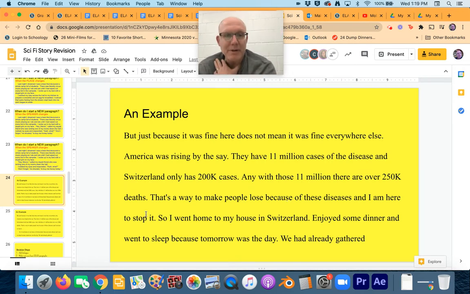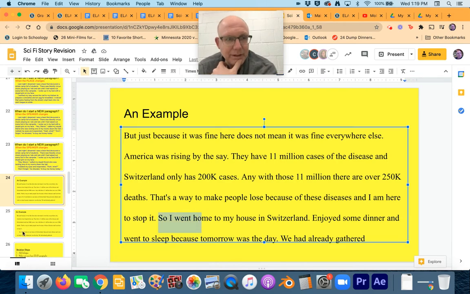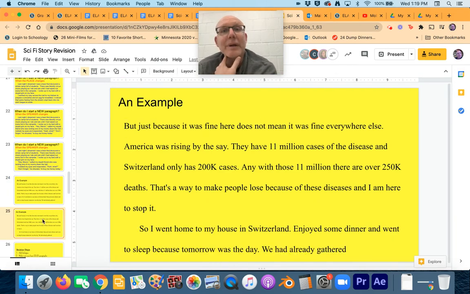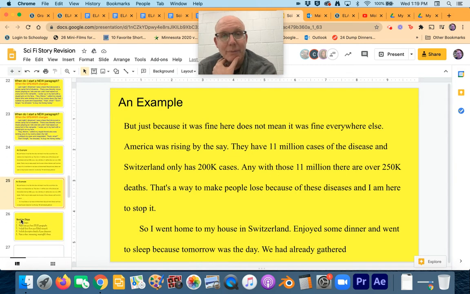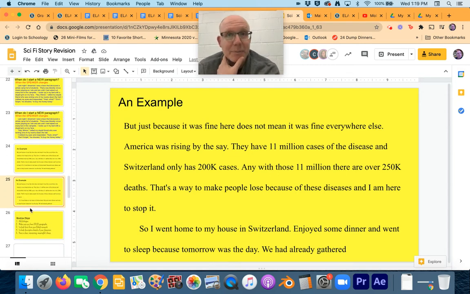There we go. This moment right here. This is all a good solid paragraph. It's about this topic and it's about this location. But right here, so I went home to my house in Switzerland. That's a moment when we have time shifting. So there you go. You're going to have to make sure you go through and have paragraphs. There's no hard, fast rule here, so don't worry about being right. But if you have 3-page long paragraphs, you got a problem.